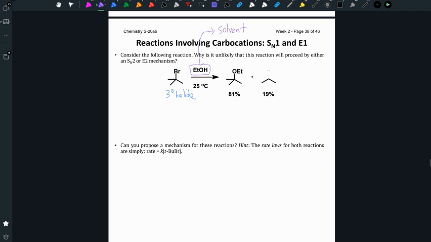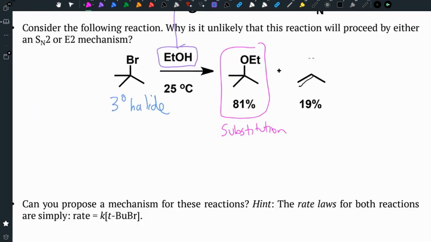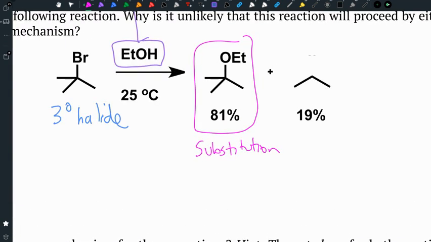If I do that, it turns out that I end up producing two products, one of which is not shown correctly on the slide, so I'm going to fix it. One of which looks this way. This is a substitution product. So this first one would be a substitution. And the second one, I'm just going to fix that double bond. The second one would be an elimination product.